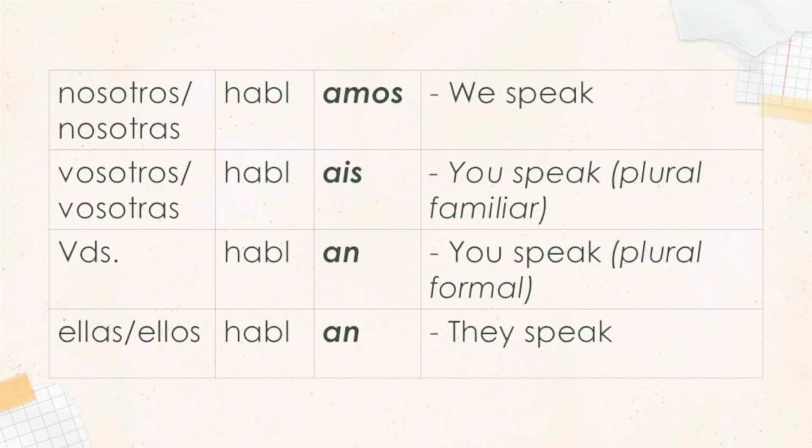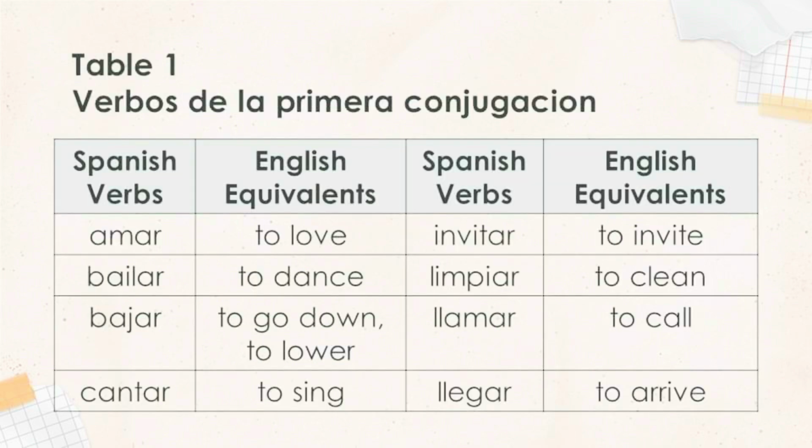Nosotros, nosotras hablamos. We speak. Vosotros, vosotras habláis. You speak, plural familiar or informal. And ustedes hablan. You speak, plural formal. Ellos, ellas hablan. They speak. Here are some of the Spanish verbs that end in ar and their English equivalents.